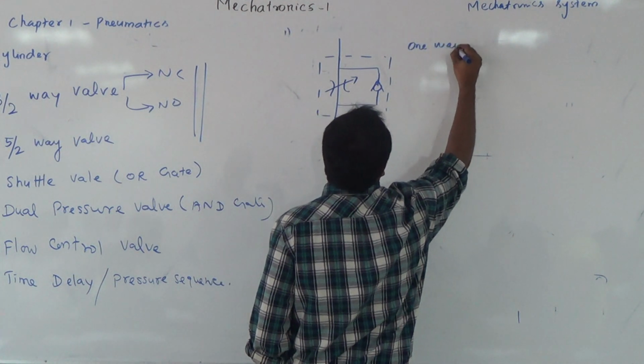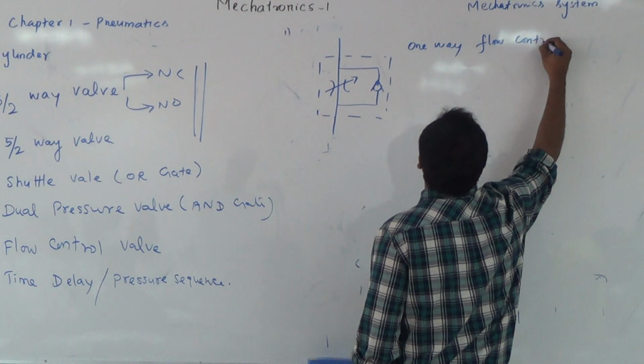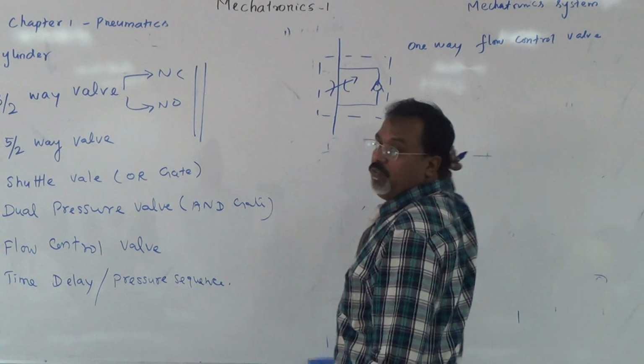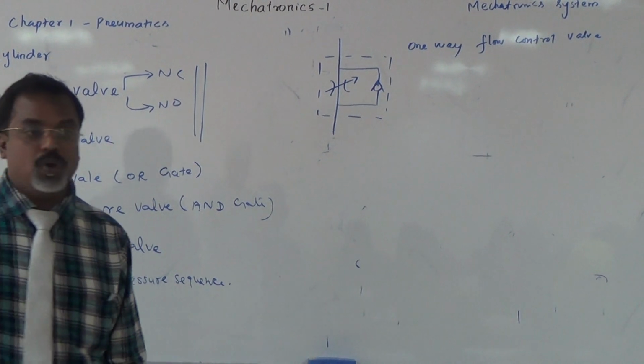There is a chance of two-way also. This is a one-way flow control valve. Always, this one we are using before the cylinder. Before the air enters into the cylinder, we are using this kind of flow control valve.